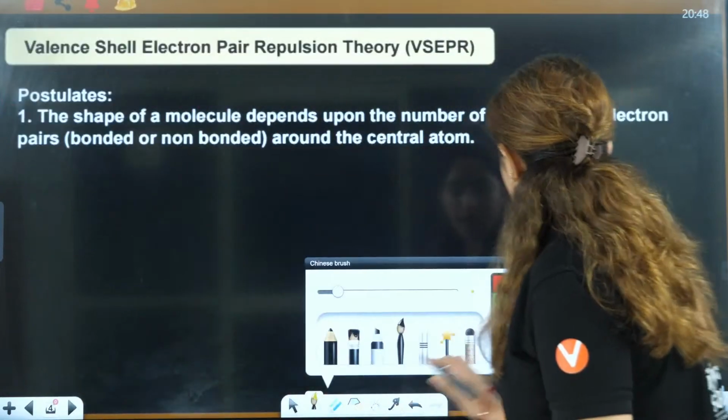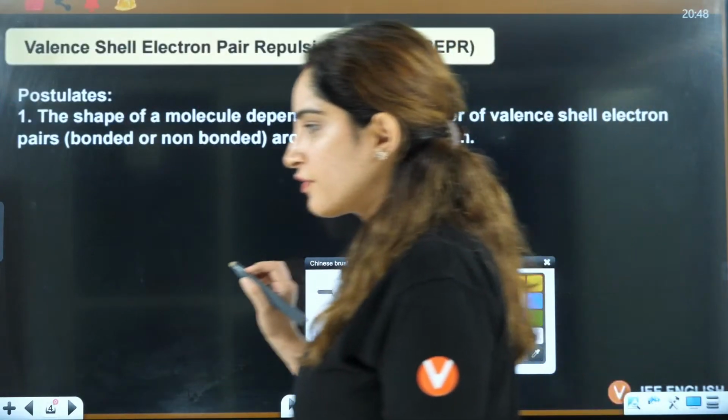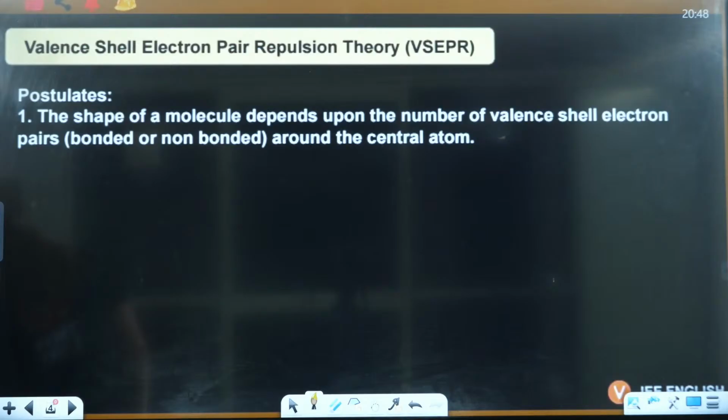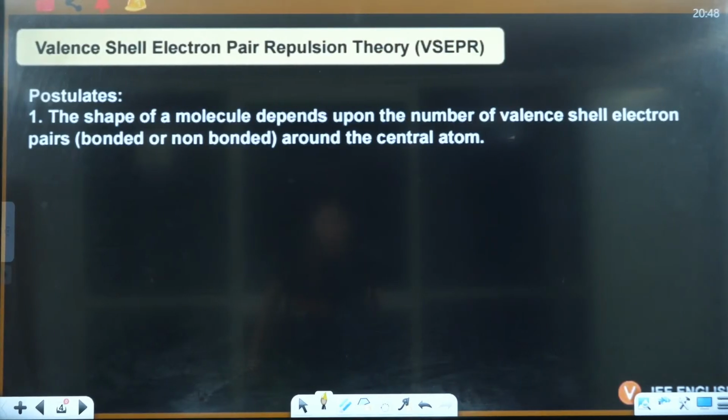So let us start the session. Wait a minute. Let me see if the board is wrongly placed. Wait a minute, guys. Let me just see that if the board is wrongly placed. I think now it's better.